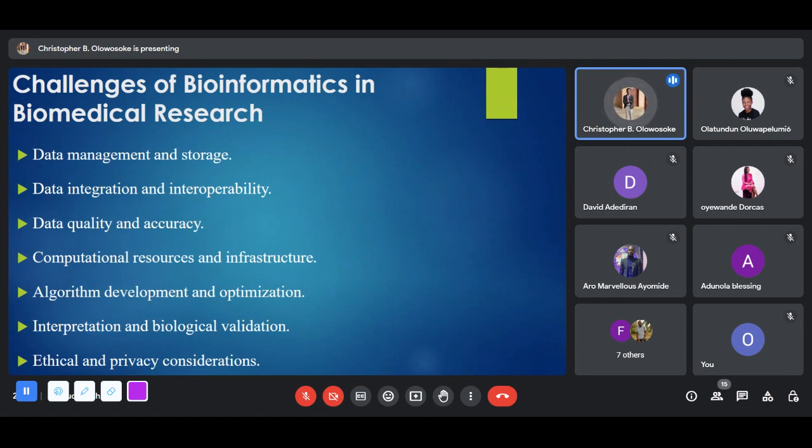Now, some of the challenges of bioinformatics today, we have data management. As we are developing data, enormous data are being generated. So at a point, you might not be able to tell whether the data you are picking, that you are using for bioinformatics analysis, are accurate. The quality and integrity of this biological data, the computational resources, the software and database you are getting them from, are they reliable?